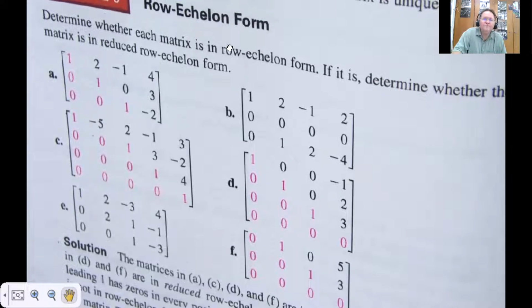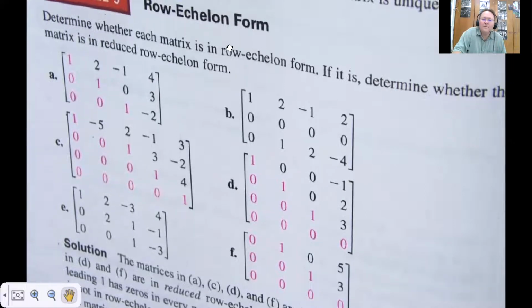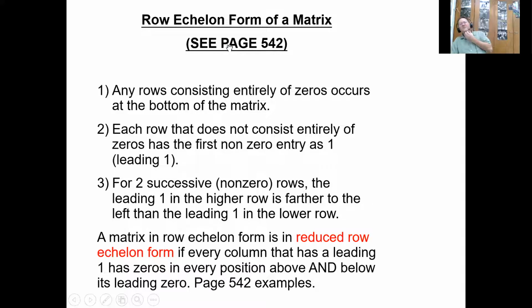The next one, rule three, says that for two successive non-zero rows, the leading one in the higher row, the row above it, is farther to the left than the leading one in the lower row. All right, let's take a look at what that looks like.